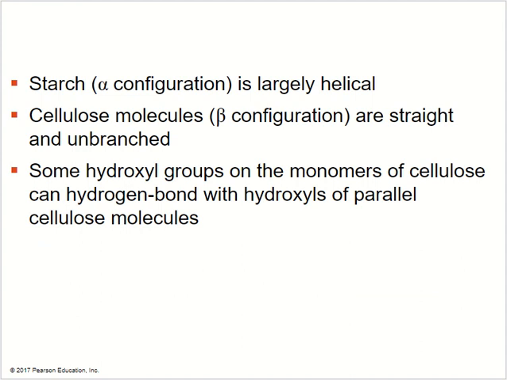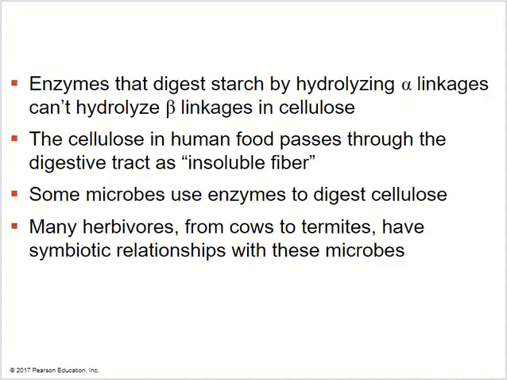Starch, which is the alpha configuration, is largely helical, whereas cellulose molecules have beta configuration, which are straight unbranched chains. Therefore, that's where we get the terminology alpha helixes and beta sheets. Some hydroxyl groups on the monomers of cellulose can even hydrogen bond with hydroxyl groups of parallel cellulose molecules.